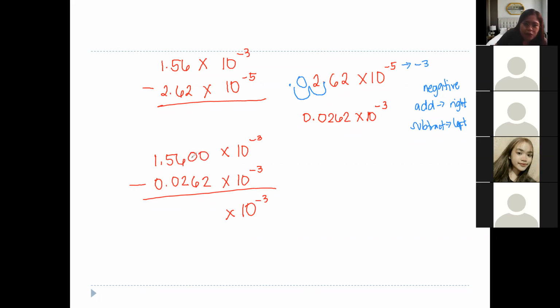So, 0 minus 2. Kanat B man na siya, diba? So, this becomes 5. This becomes 9. And this is 10. So, 10 minus 2 is 8. 9 minus 6 is 3. 5 minus 2 is 3. 5 minus 0 is 5. And 1 minus 0 is 1. So this is now the correct answer. 1.5338 times 10 raised to the power of negative 3. So no need to adjust the final answer kasi napasok na siya sa 1 to 9.